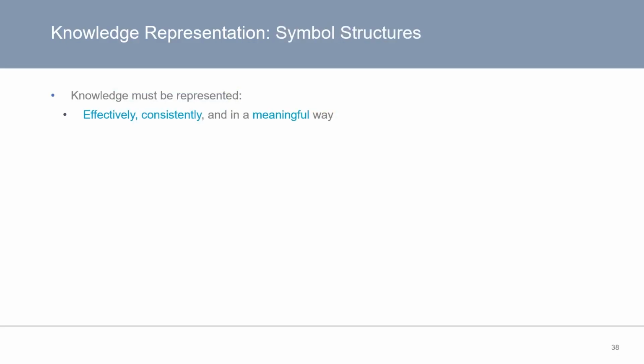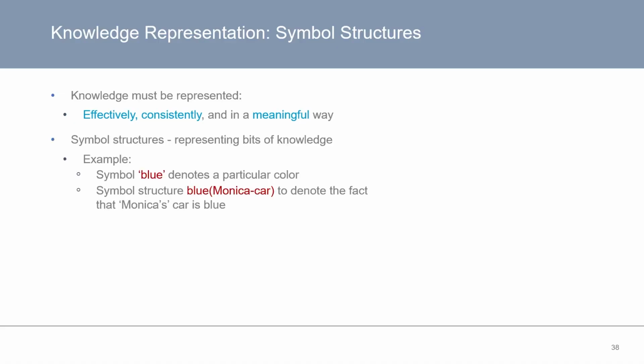Thinking about formal representations, we know that knowledge will need to be represented effectively, consistently, and in a meaningful way. Symbol structures allow us to represent bits of knowledge. For example, the word blue can be used to denote a particular color, and the symbol structure blue(Monica's car) might be used formally to denote the fact that Monica's car is blue.